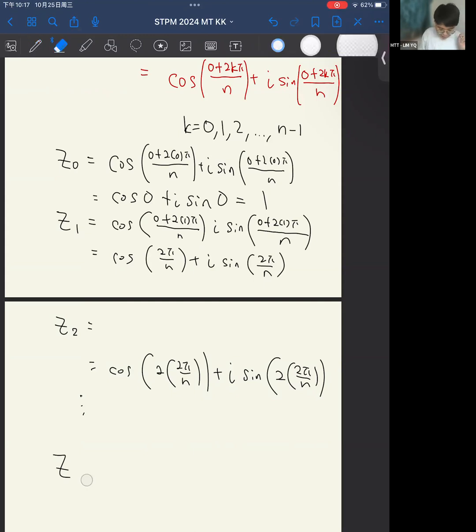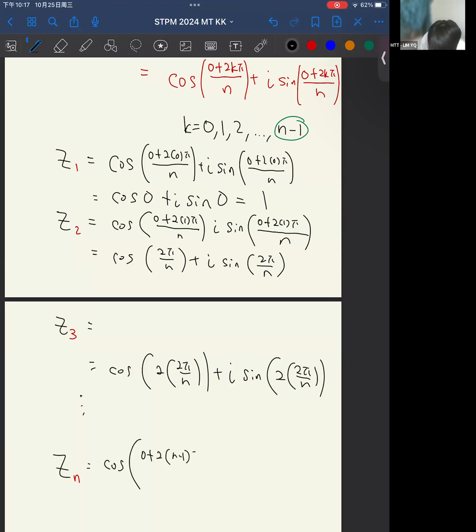Okay, wait, maybe you can change this value. Not 0, 1, 2, but you start from 1 also, okay. You can have both, okay. Meaning that you start from 1 until n, meaning that is the first root until your nth root, you have n roots, okay. Okay, this one, meaning that you will substitute the last value, n minus 1, inside your k. So with your cos of 0 plus 2 multiplied by n minus 1, pi over n plus i, all the same thing.